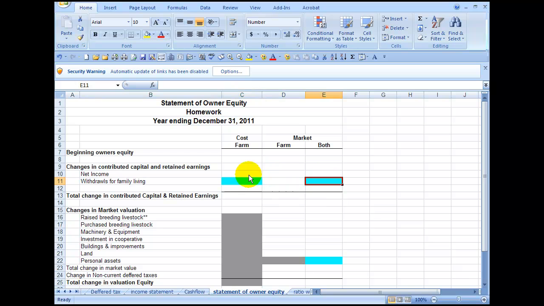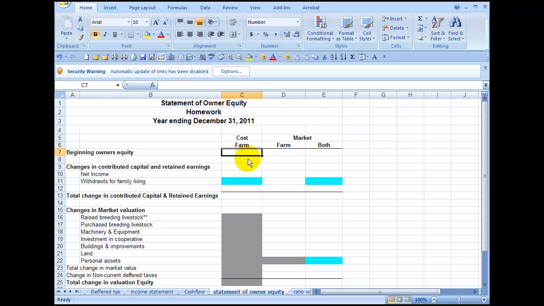Withdrawals for family living, you've got them in here as blue just because we could actually calculate them here and then use them on the statement of cash flows, or calculate them there and then use them here. You can get rid of the blue if you want. It's just a formula here, but I think it just helps my mind remember that it's an issue.